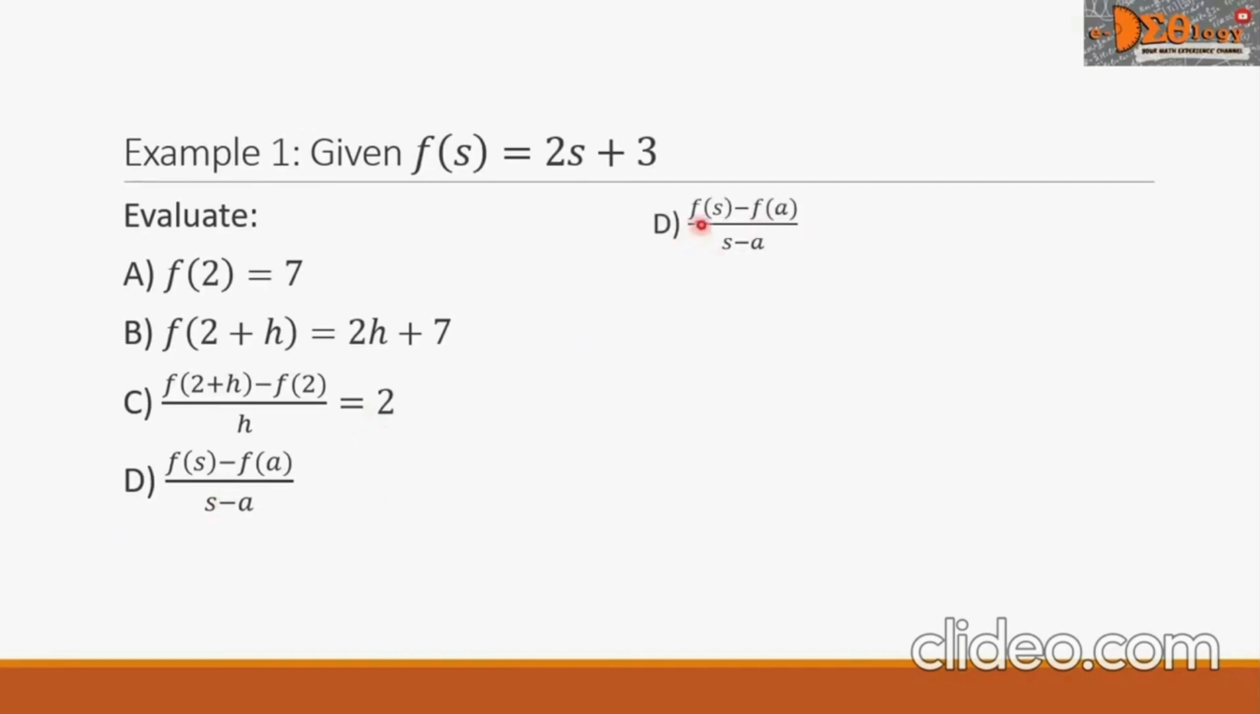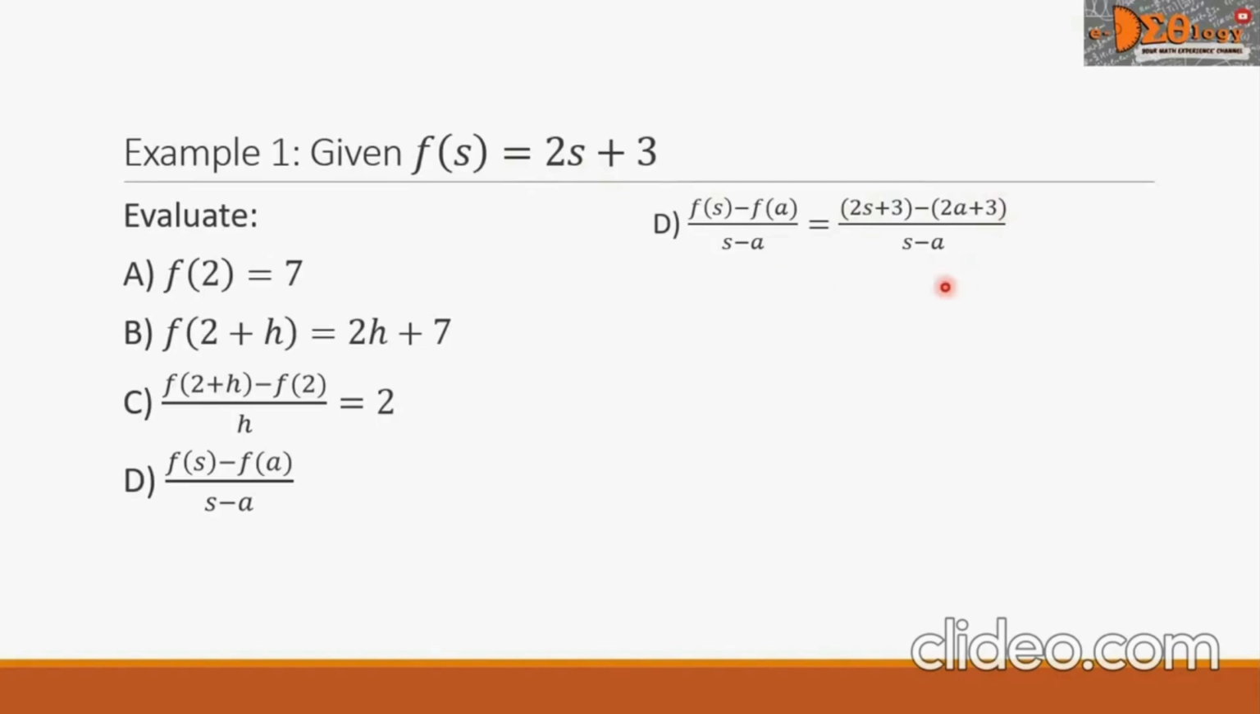The fraction is f of s minus f of a all over s minus a. The f of s is the original problem, so we can copy it here, the 2s plus 3. Then minus the f of a is this function, but instead of the s, I will copy the a. So you see here 2a plus 3. Then all over, same denominator, s minus a.